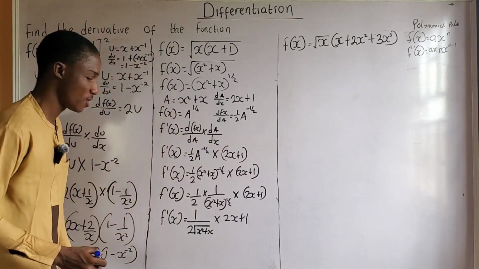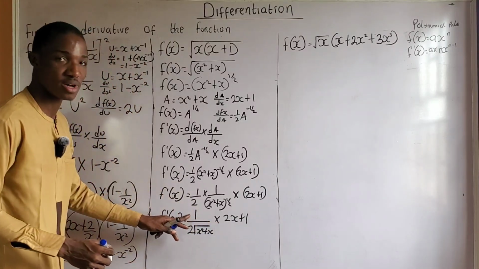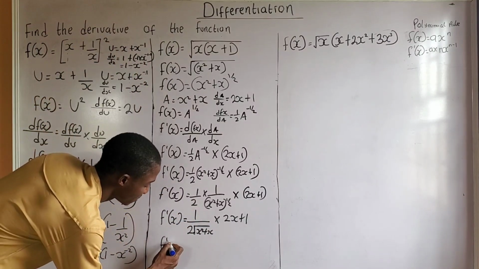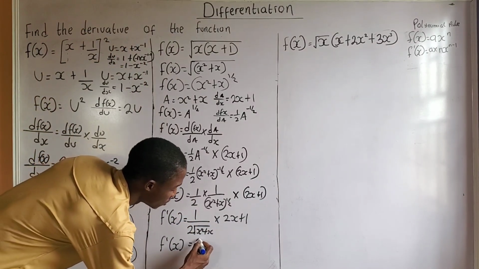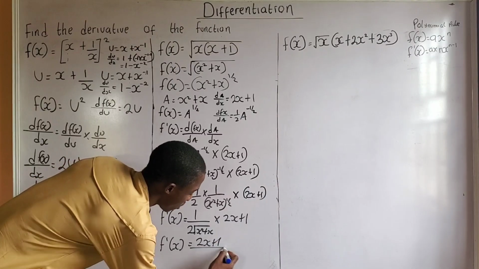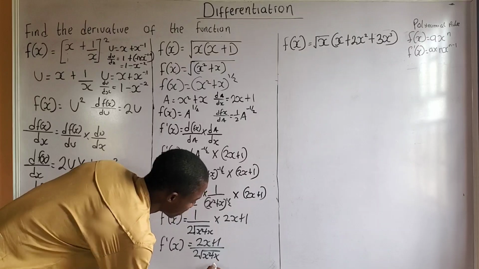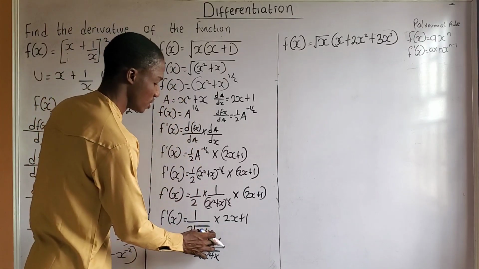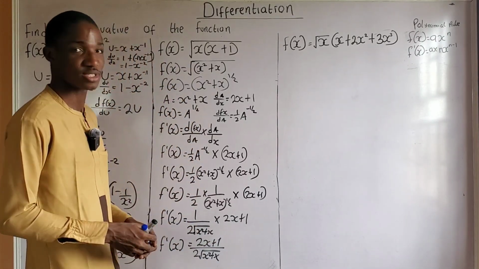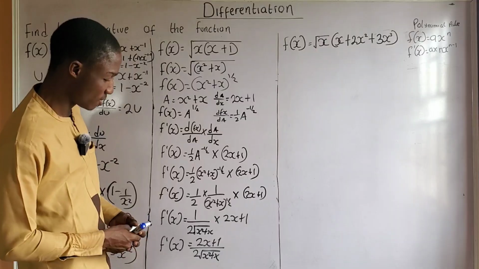Do you understand? Okay, 2x plus 1 times 1. That will give us derivative of f of x will be equals to 2x plus 1 all over 2 roots x squared plus x. So that is the answer to that question. Do you understand? Okay.